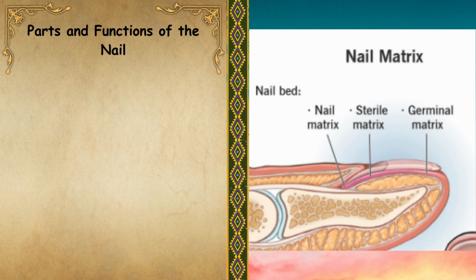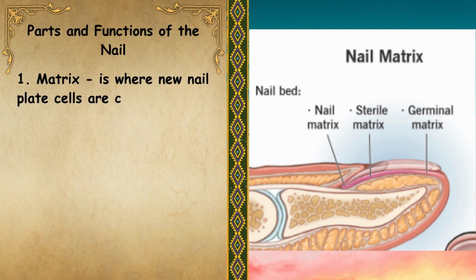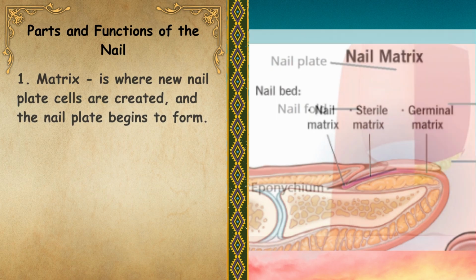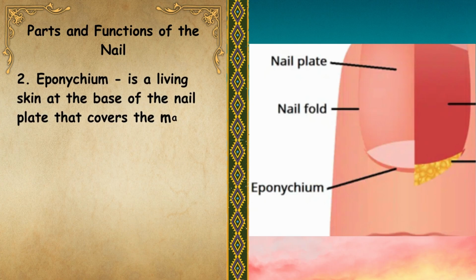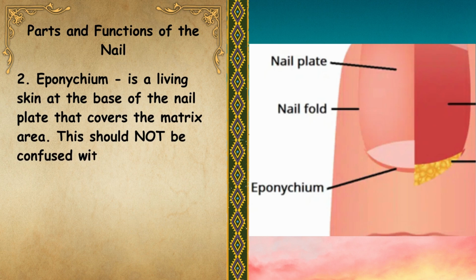And here are the parts and functions of the nail. 1. Matrix. It is where new nail plate cells are created, and the nail plate begins to form. 2. Eponychium. It is a living skin at the base of the nail plate that covers the matrix area. This should not be confused with the cuticle.